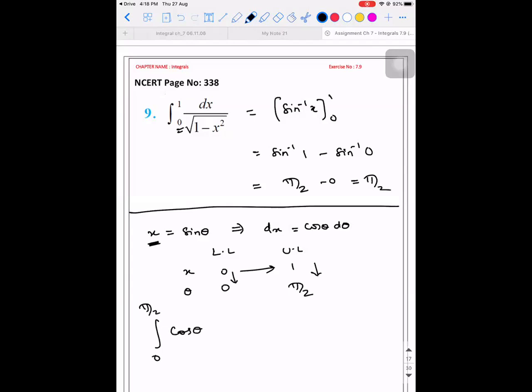It will be cos theta d theta divided by root of 1 minus sine square theta, which is cos theta. This and this will get cancelled. That is theta between 0 to pi by 2. Did you understand what I did? In the place of dx, I substituted cos theta d theta. That is the numerator. Divided by 1 minus sine square theta under a root is cos theta. So cos theta got cancelled. Integral of d theta is theta. If you substitute the limits, you will get pi by 2 minus 0. Clear with this?